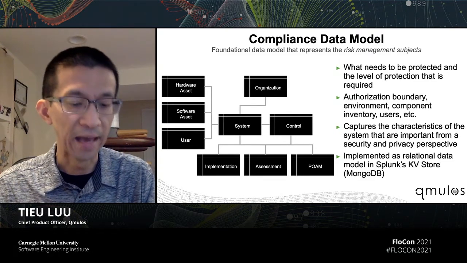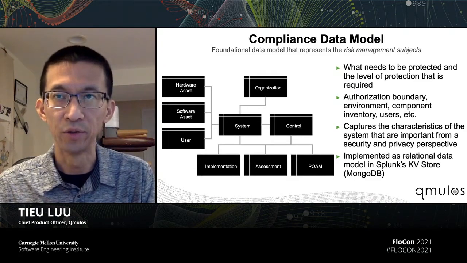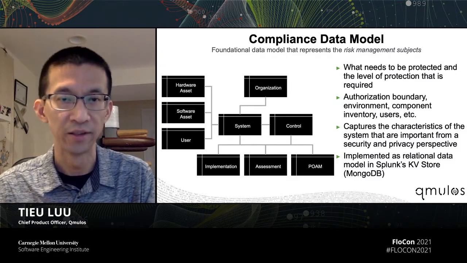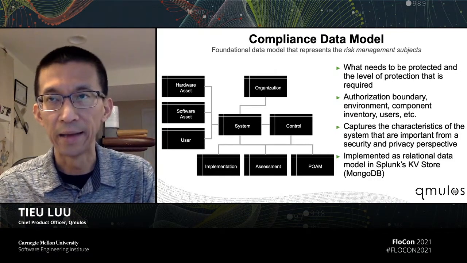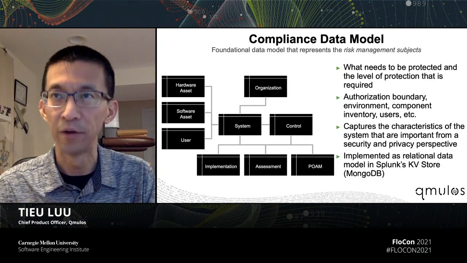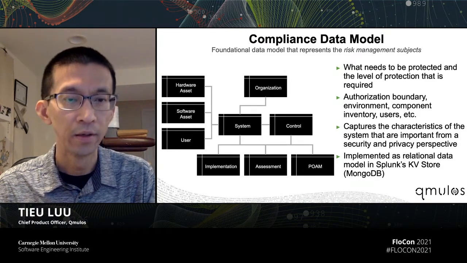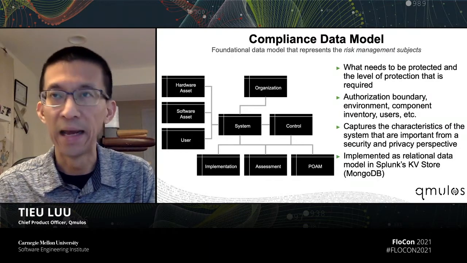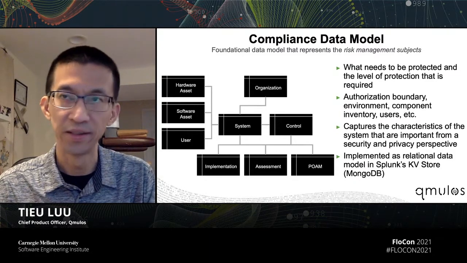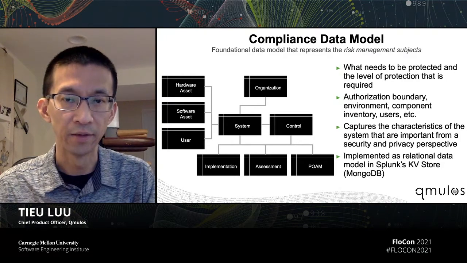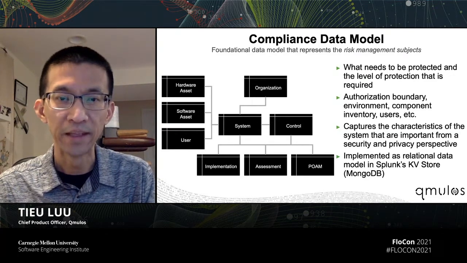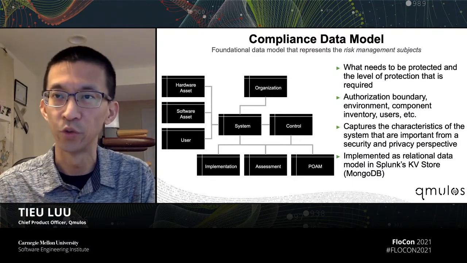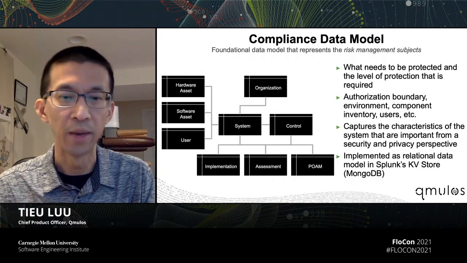Basically this captures the information that allows you to baseline your system, categorize your system from step one of the RMF process. In addition to that, it allows you to define your authorization boundary, i.e., what individual hardware and software assets define or comprise your system. And it captures the characteristics that are important from a security and privacy perspective. All of this is implemented as a relational data model in Splunk's KV store, which behind the scenes is just MongoDB.